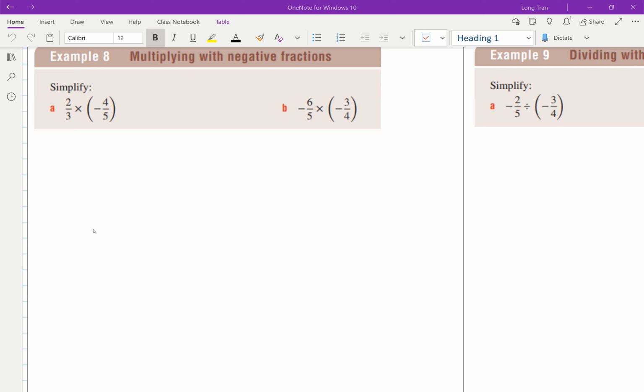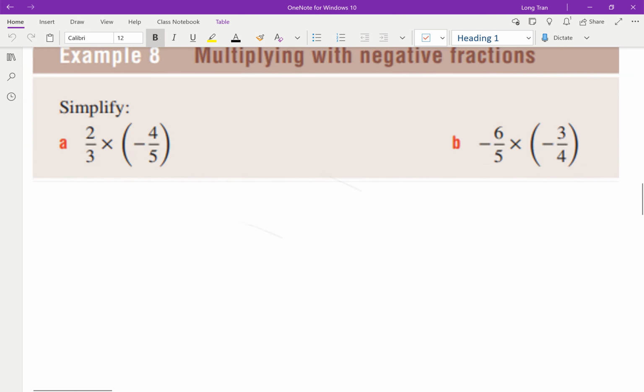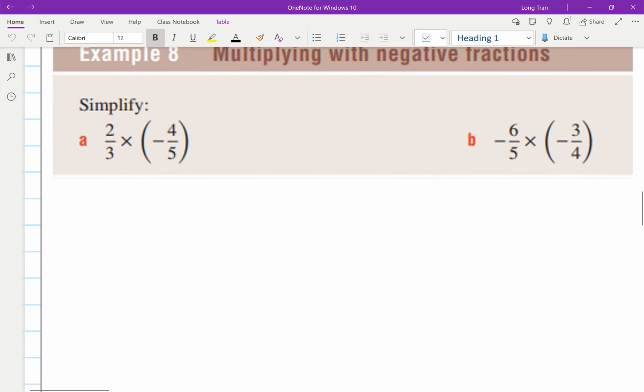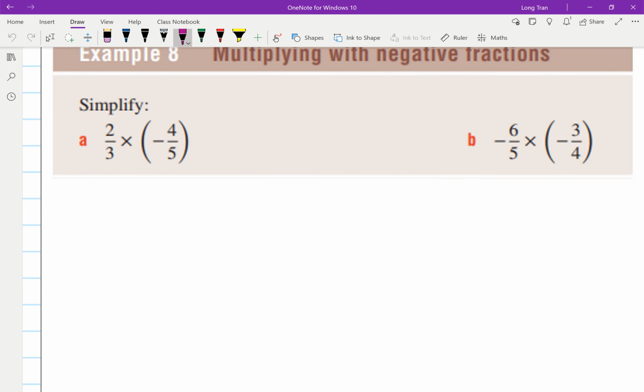Hey there, year 8. In this example, we're going to be doing multiplications of fractions, but involving negative numbers. Hopefully you revised adding and subtracting negative numbers, and you remember the chart. Double positives give you an overall positive, double negatives give you a positive, and if they're different, it will give you a negative. So you're going to need to remember this chart.